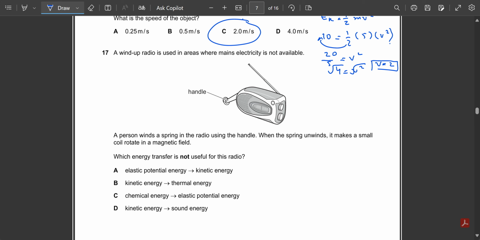A wind-up radio is used in areas where main electricity is not available. A person winds a spring in a radio using a handle. When the spring unwinds, it makes a small coil rotate in the magnetic field. Which energy is not used in the radio?